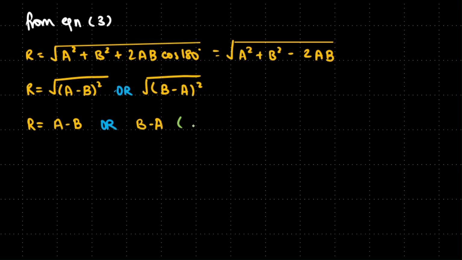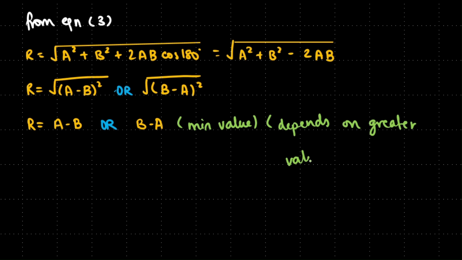So to summarize this, this is always going to be the minimum value, but also it depends on the greater value. So in this case, A is greater than B, and in this case, B is greater than A. We did this so that we always have a positive result, since magnitude is always positive.